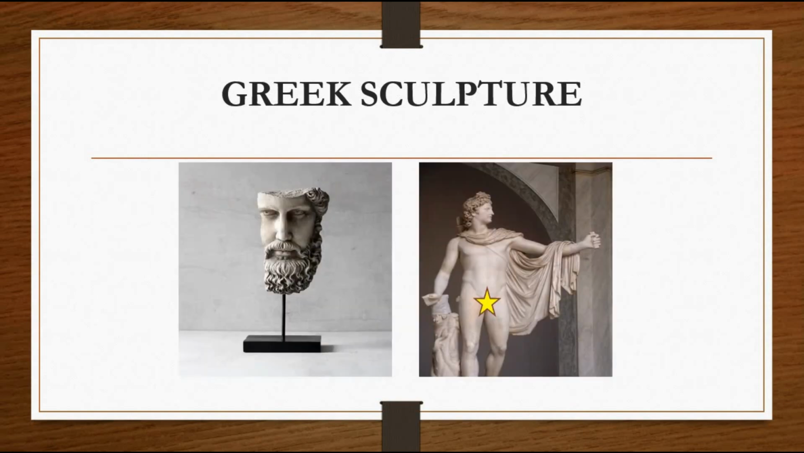Here are some examples of Greek sculpture. This is Adonis, god of beauty in the Greek mythology. Greeks were known for proportional sculpture and also detailed sculpture.